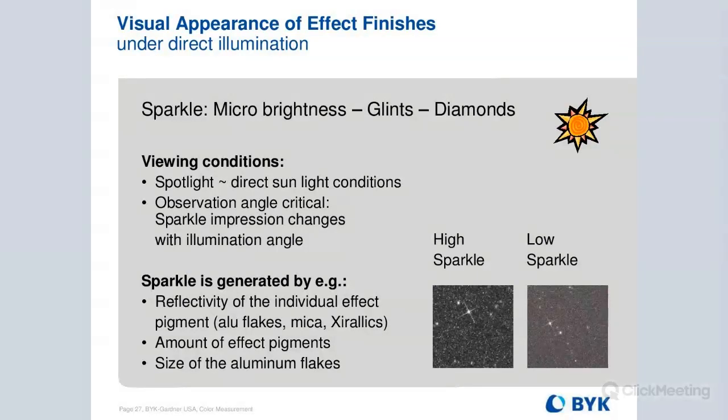So a few things to note about visual evaluation under direct illumination is that it's critical that you track the observation angle. The sparkle differences will change with the different observation angles, and that is due to the different types of pigments that are in a given coating. So you could have aluminum flake, you could have mica or xirallic, and those different pigments have different impact on sparkle. The amount of the pigment is also going to have an impact on sparkle, as well as the size of the flake. And there's different terminologies that are used in the industry. Besides sparkle, you might hear micro brightness, glints, or even diamonds.